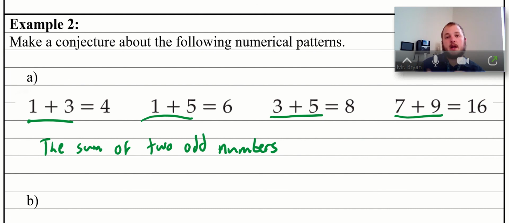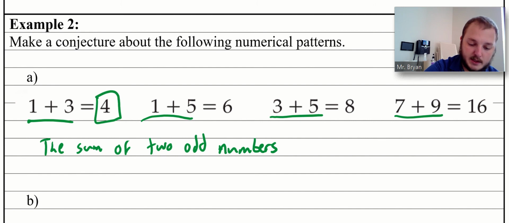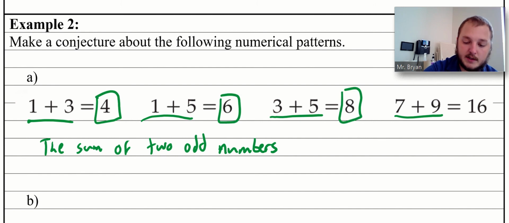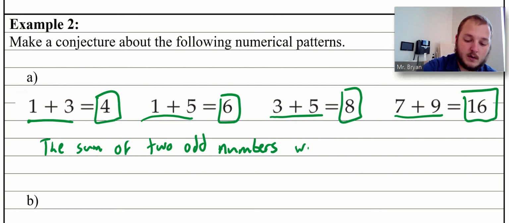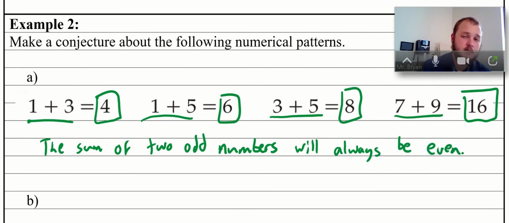So the sum, remember, is our answer, right? What do I get when I add them up? Well, I get 4, I get 6, I get 8, I get 16. And notice again, it's not specifically that it always goes up by this amount, because I'm talking in general. Anytime I add two odd numbers together, what is going to be my answer? Well, in this case, notice all of our answers are even. So the sum of two odd numbers will always be even. Okay, so that's one pattern I could have seen here with these numbers.